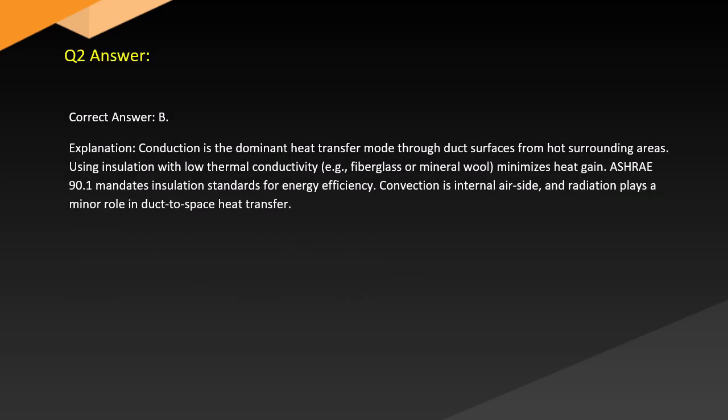Answer. Correct answer: B. Explanation. Conduction is the dominant heat transfer mode through duct surfaces from hot surrounding areas, so use insulation with low thermal conductivity. Fiberglass or mineral wool minimizes heat gain. ASHRAE 90.1 mandates insulation standards for energy efficiency. Convection is internal, on the air side, and radiation plays a minor role in duct-to-space heat transfer.